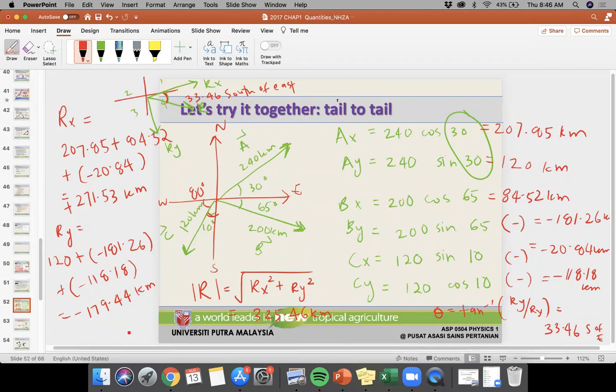Doctor, regarding the tail-to-tail and tip-to-tail drawing, we only draw the triangle and parallelogram if it involves two vectors, right? You only draw the triangle and the parallelogram if it involves two vectors. Yes, correct. If it involves three or four, then it's like this. If it involves two or more vectors, use the component method, yes. But you can also draw.